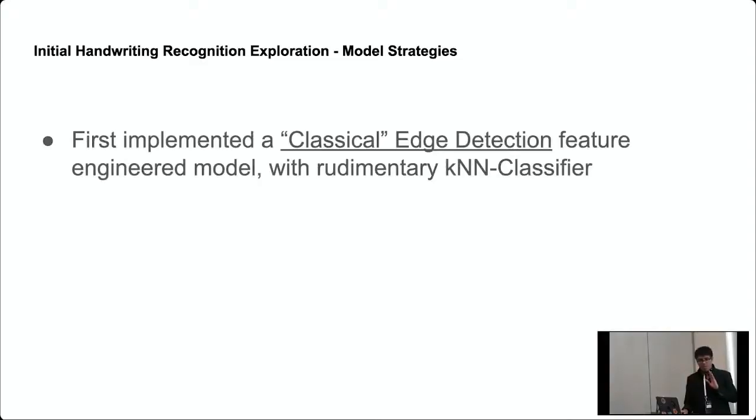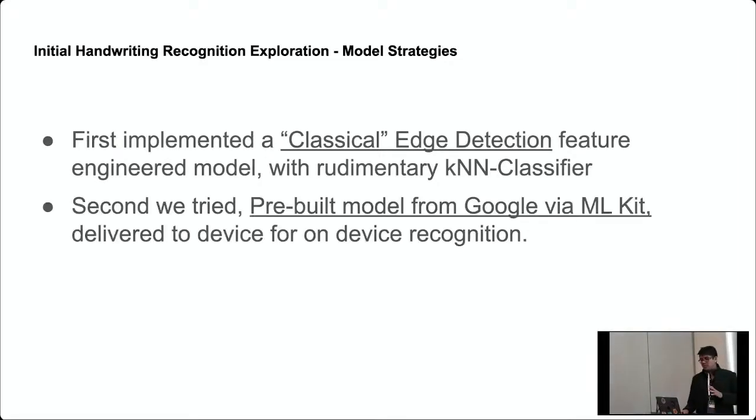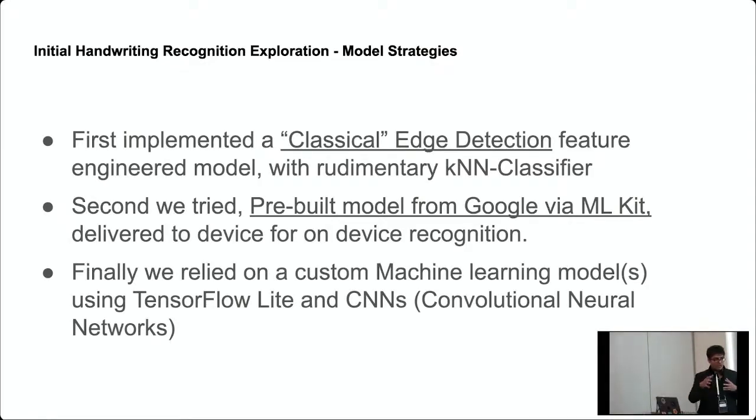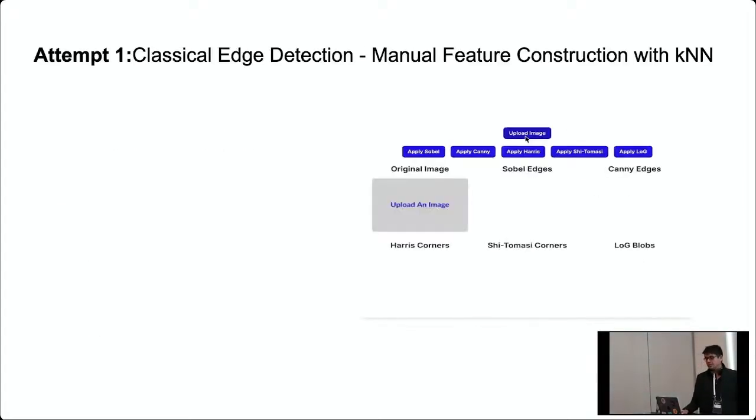I'm going to speed through these parts a little bit because I'm going to get to the meat of this, because this is actually part of a larger presentation. But we started initially investigating with classical edge detection and rudimentary k-nearest neighbor classifiers, and we went from that to Google ML Kit, something that comes on the device already, and then we tried a custom machine learning model, which is what I'm going to be talking about now. And that used a convolutional neural network. I don't know how many people are familiar with that term. If you're not, that is a particular neural network that's geared towards image recognition and digit recognition.